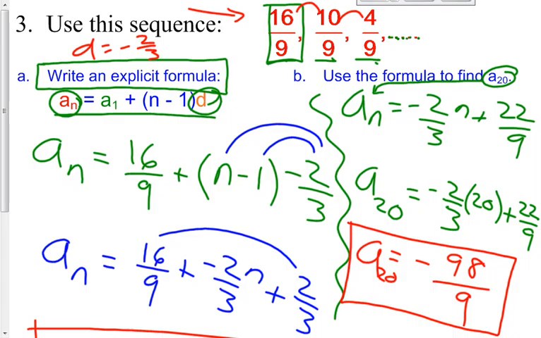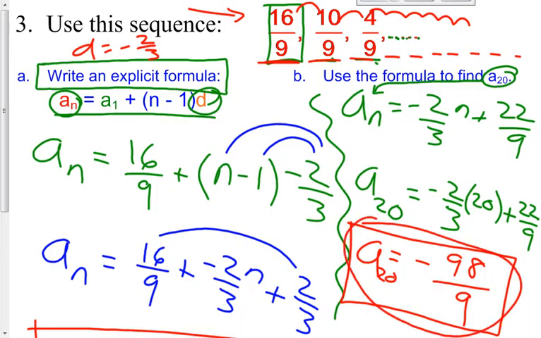So what did you just find here, class? You found, here's the first, second, third, fourth, fifth, sixth, seventh, eighth, ninth, 10th, all the way up to the 20th. If you were to continue adding a negative 2/3 to get to each and every term, the value of that 20th term would be a negative 98 ninths. If you're bored sometime and you want to add a negative 2/3 20 times, see if you get a negative 98 ninths. I guarantee you will. Okay, so that's what you find when you do that kind of problem.